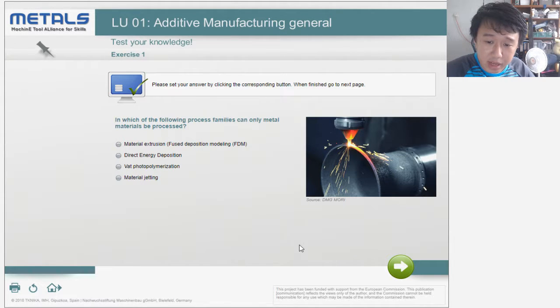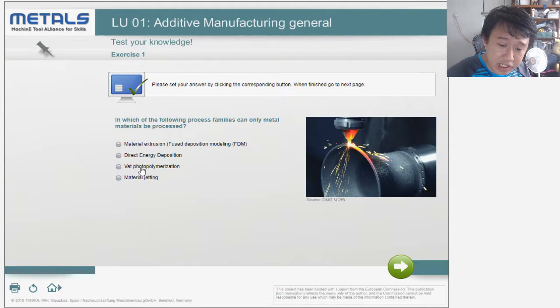Exercise 1. Please select your answer by clicking on the corresponding button. When finished, go to the next page. In which of the following process families can only metal materials be processed? So material extrusion, it can be produced with polymers and metals. And for metals, there's Desktop Metal and Markforged. Directed energy deposition can only be done with metal. You get the Automag, DMG Mori, Beam, Mazak.